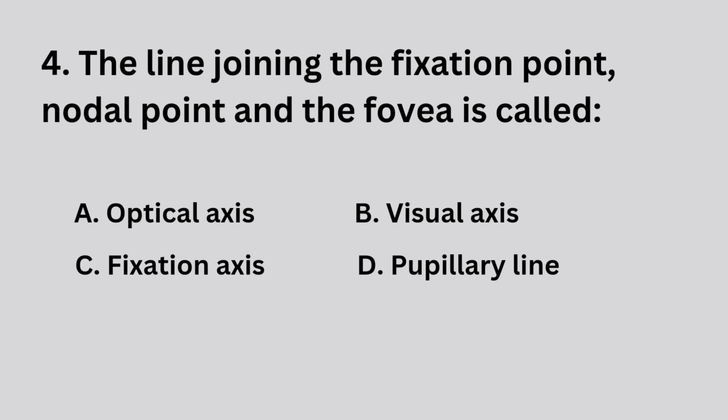Fourth question, the line joining the fixation point, nodal point and the fovea is called option A, optical axis. Option B, visual axis. Option C, fixation axis. And option D, pupillary line. Correct answer for the question is option B, visual axis.